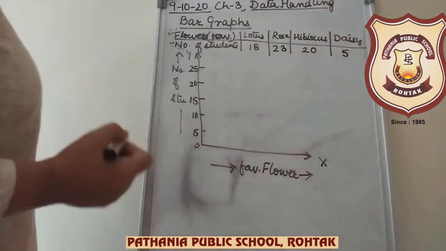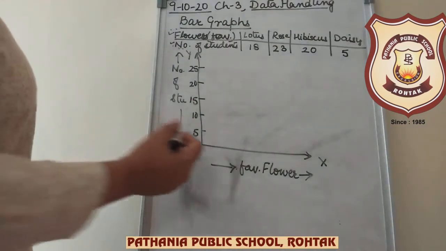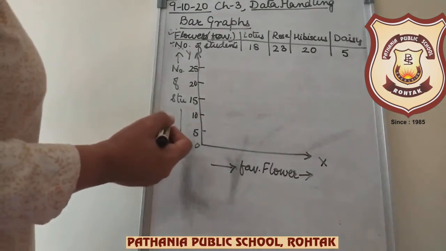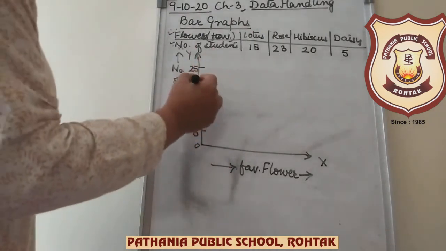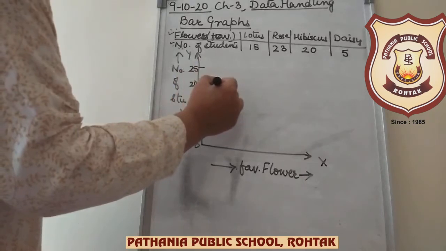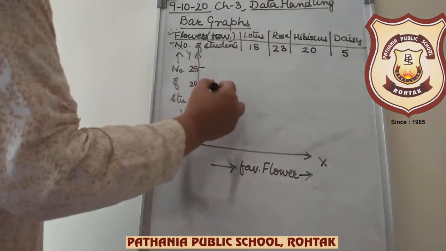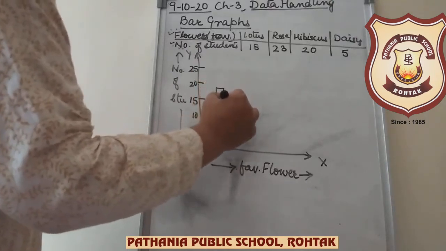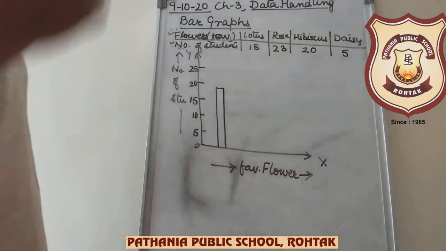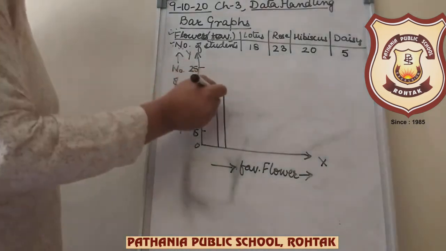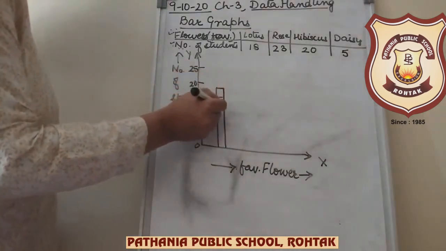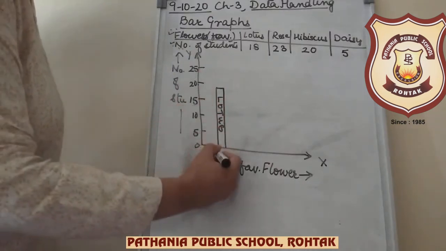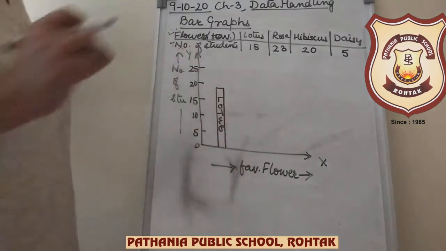Now my first is lotus. Here I can take as much gap as I want, as I told you. Now it is 18. 18 is going to be somewhere below 20. So this is my first bar representing, and I will write here lotus, or you can write here also lotus. It is your choice.